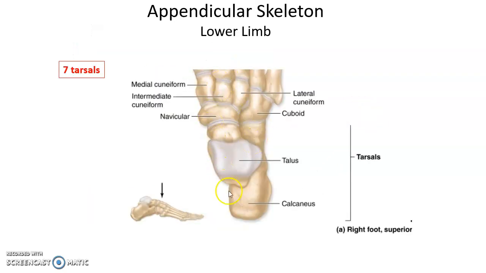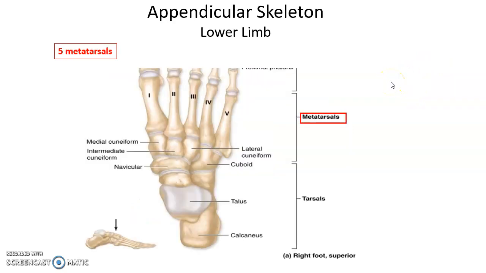There are the tarsals. There are 7 tarsals that help to make up the ankle area. The tarsals' names are talus. Talus is more proximal, articulates with the tibia and fibula. There's the calcaneus or heel bone, the navicular, the cuboid, the lateral cuneiform, intermediate cuneiform, and medial cuneiform. I do not have a mnemonic for the tarsals. Sorry. All right, from there we get the metatarsals.